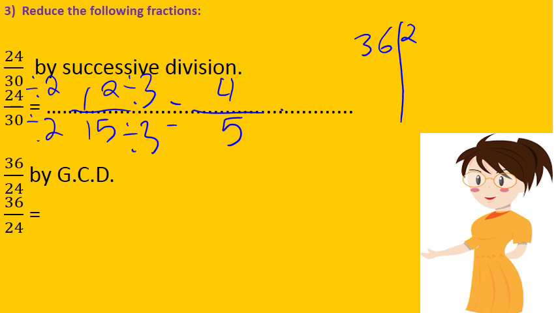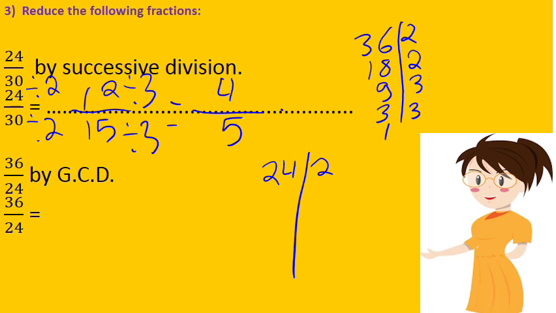By 2, 18. By 2, 9. By 3, 3. By 3, 1. So these are the prime factors of 36. Now the prime factors, Yatala, of 24, please. Divided by 2 is equal to 12. By 2, it's 6. By 2, it's 3. By 3, 1. Yes. After we get the prime factors of 24 and 36, what do we do now, Ya Joel?